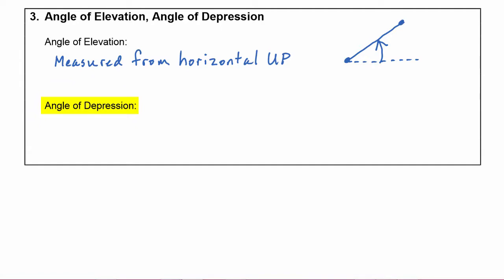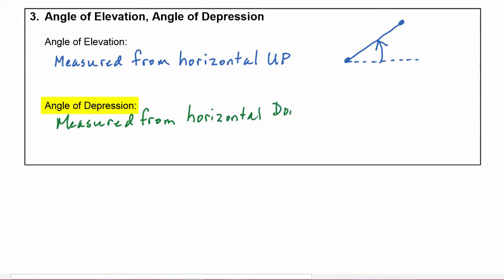Angle of depression is measured from horizontal down. So this is going to happen when the object being observed is lower than the observer. So maybe the observer is here and the object is down here. We draw a dotted horizontal line from the observer. Then here's the line connecting the observer to the object, and this angle would be the angle of depression.